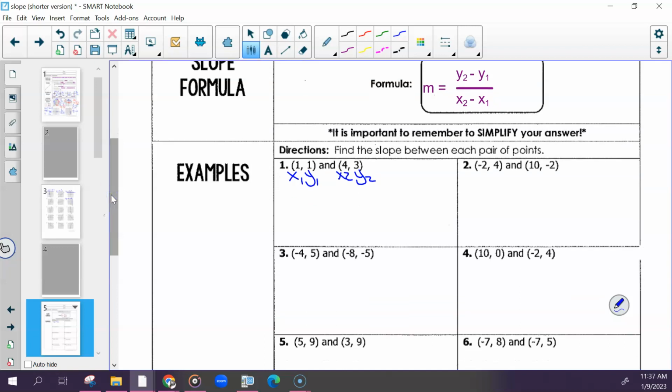So let's use our formula. y2 is a 3. We're always subtracting no matter what. y1 is 1, all over x2, which is 4. Again, always subtracting. And then x1 is 1. Then at that point, you just subtract your numerator, subtract your denominator, and simplify if needed. So 3 minus 1 would give us 2, 4 minus 1, 3. Can we simplify this? No, so that would be our slope.